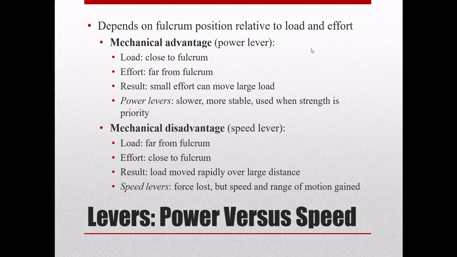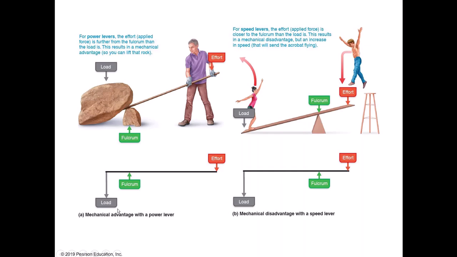Now, speed levers, the load is further from the fulcrum. The effort is applied close to the fulcrum, and the result is that we can move a load really rapidly over a really large distance. So speed levers, not as much force, but we get a greater range of motion, and we get greater speed, hence speed levers. So again, how about some real-world examples, right?